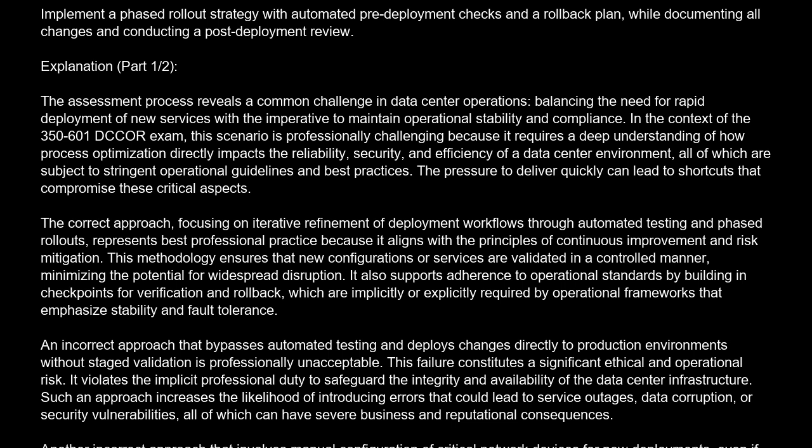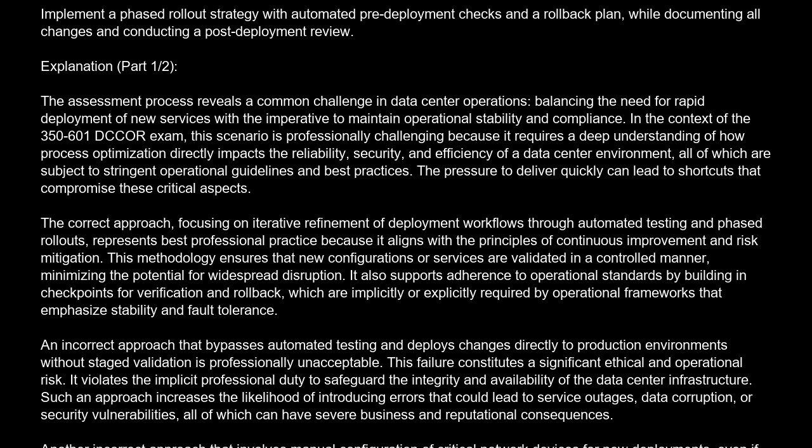In the context of the 350-601 DCCOR exam, this scenario is professionally challenging because it requires a deep understanding of how process optimization directly impacts the reliability, security, and efficiency of a data center environment, all of which are subject to stringent operational guidelines and best practices. The pressure to deliver quickly can lead to shortcuts that compromise these critical aspects.